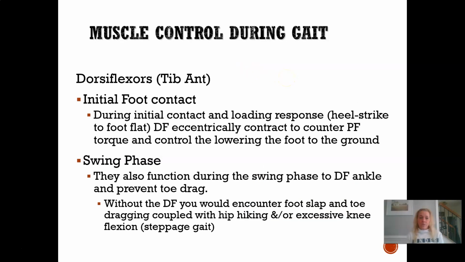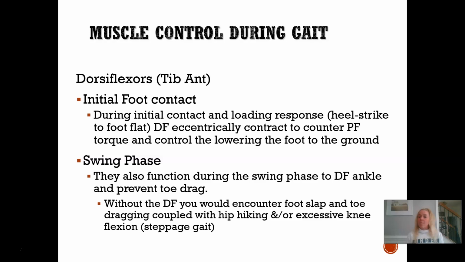Muscle control during gait, as far as the dorsiflexors go and what tibialis anterior is going to do during gait: its major roles are during initial foot contact or heel strike, in that heel strike to foot flat position. Tibialis anterior is going to eccentrically contract to control the toes down to the ground. If the dorsiflexors are weak, this is where we see foot slap, because the person cannot eccentrically control the toes down to the ground and the toes just hit the ground.